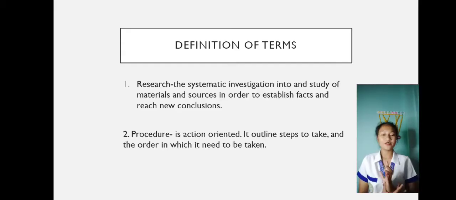So here are the definition of terms in this topic. Number one is the research, the systematic investigation into and study of material and sources in order to establish facts and reach new conclusions. Number two is the procedure, which is the action oriented. It outlines the step to take and the order in which it need to be taken.